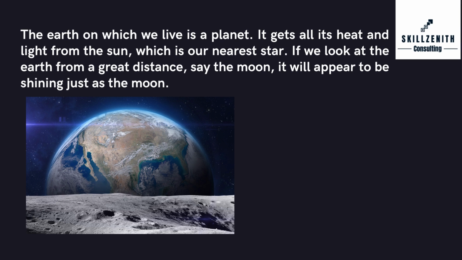So if you look at the Earth from a great distance, say the moon, so imagine you go to the moon and look at the Earth. It will also appear to be shining just like the moon. So here you can see this is the surface of the moon and this is the Earth. So this is how the Earth will look from the surface of the moon. It will also shine just like how we see the moon.